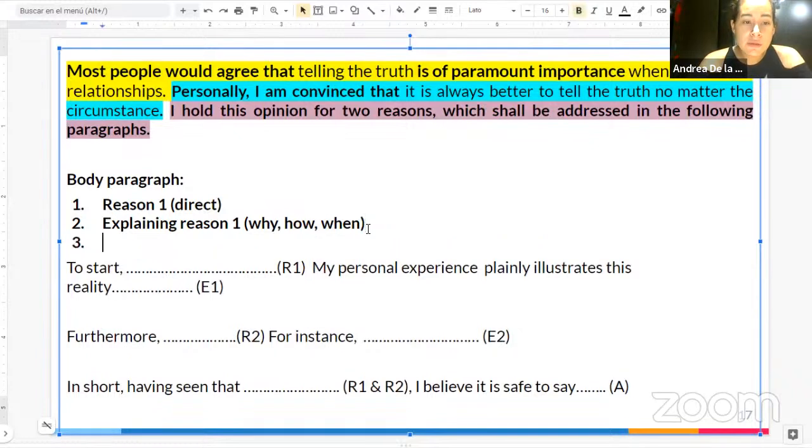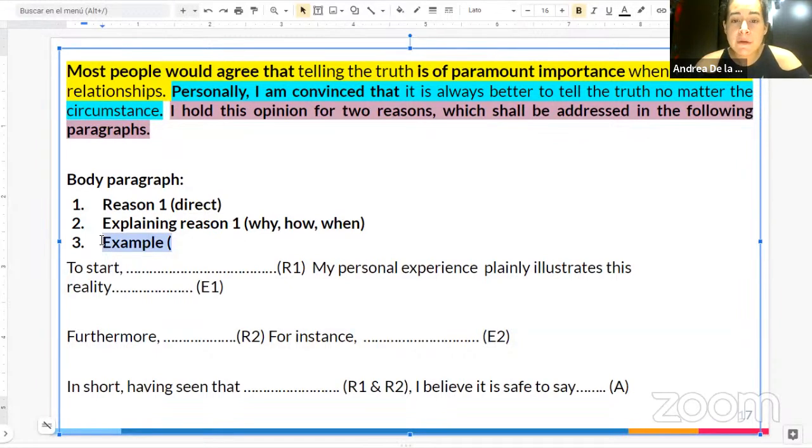Finally, sentence number 3 is gonna be the example. So this doesn't necessarily have to be one sentence, it could be 1 or 2. The example should always be longer than the reason. Now, in the example, I'm gonna give you a tip. And we're gonna do this probably tomorrow, I don't think we have time. But you have different options for the examples.